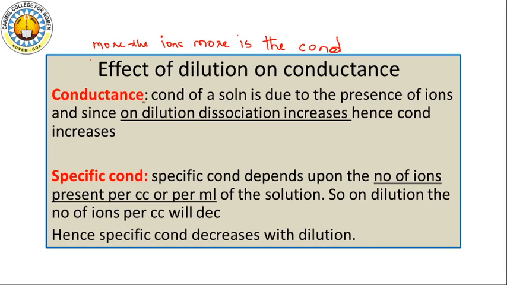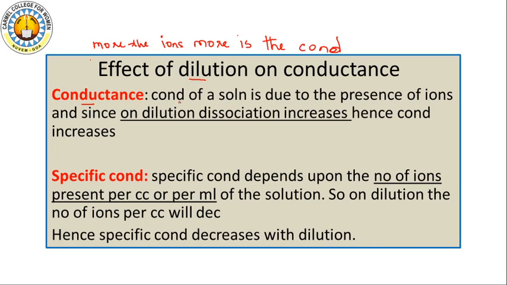Now let us see this. What is the effect of dilution? What do we mean by that? Effect of dilution means you are diluting the solution. You are adding the solvent. Suppose you have 10 ml of the solution. You are making it 100 ml by adding water. So that is called dilution. Now, what will happen to the conductance? Will it increase or decrease, and why?